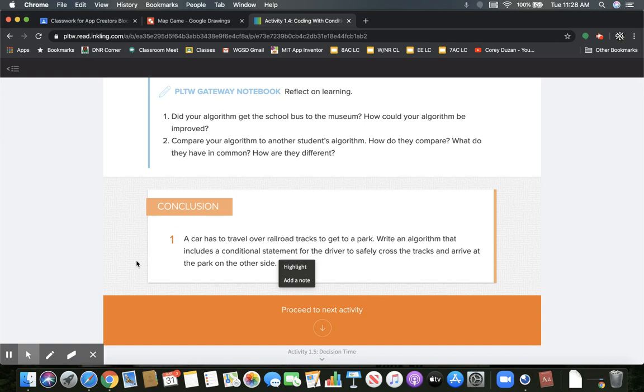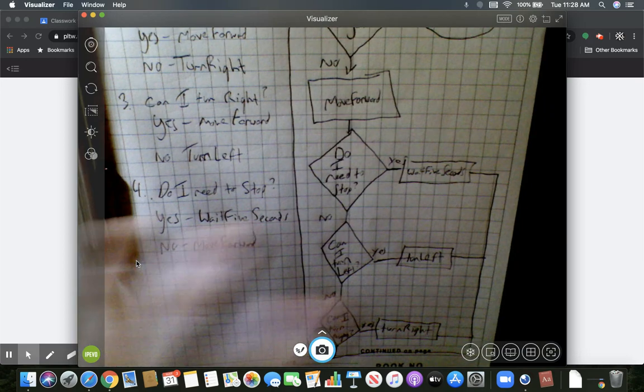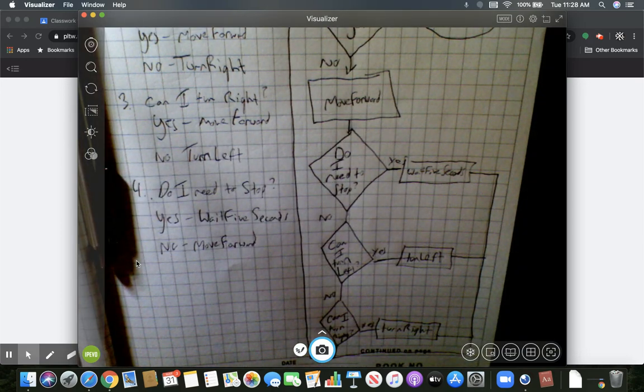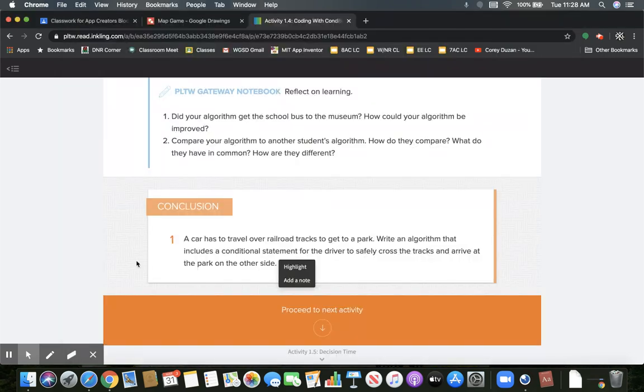So again, that means you could take a picture of your notebook like this, or you can do something digitally like Draw.io or Google Drawings or something like that. It doesn't matter, but your goal is to answer this question and get it in to me.